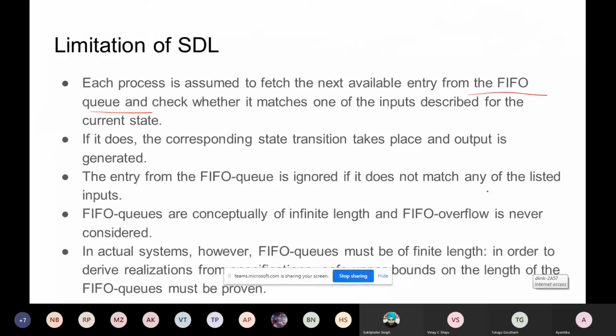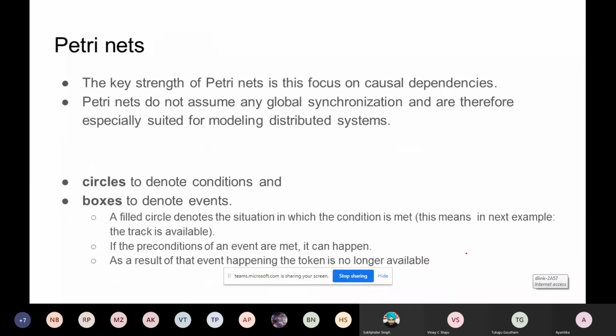That's why this is one main challenge, one main bottleneck, when we are trying to adopt this HDL: FIFO queues must be of finite length, and to make a practical implementation, you have to make a prior estimate of this queue length, and that is a typically challenging task. So this is the thing about HDL.